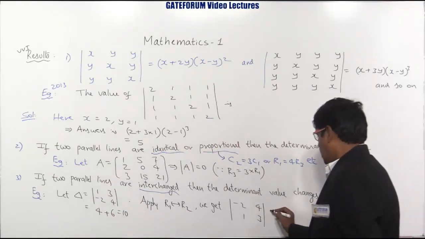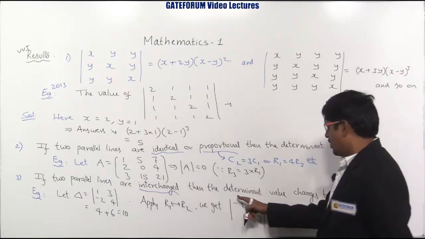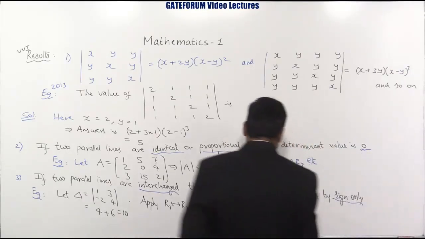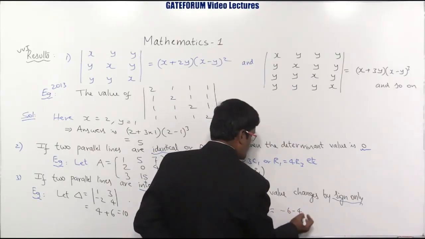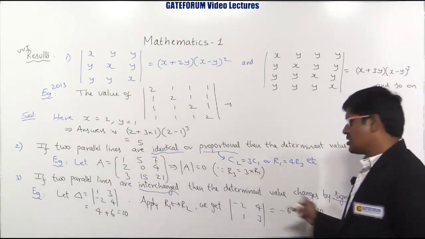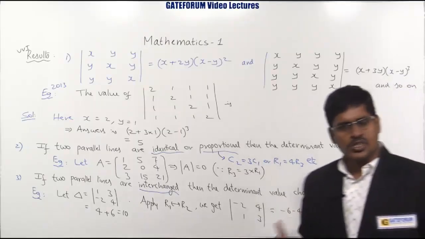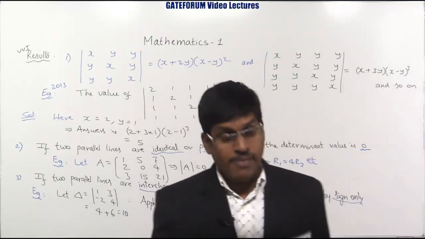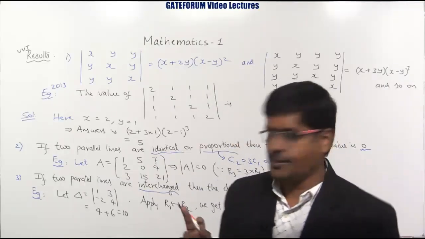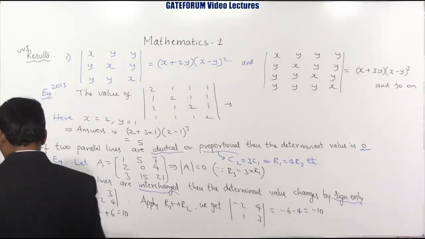So what is the answer for this 2 by 2 determinant? AD is minus 2 into 3, minus BC, 4 into 1. So minus 6 minus 4 simplifies to minus 10. So 10 is the same, but plus becomes minus. When you interchange 2 rows or 2 columns, the determinant value changes by sign only. That is the property.